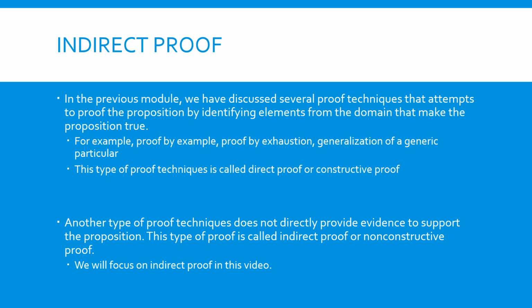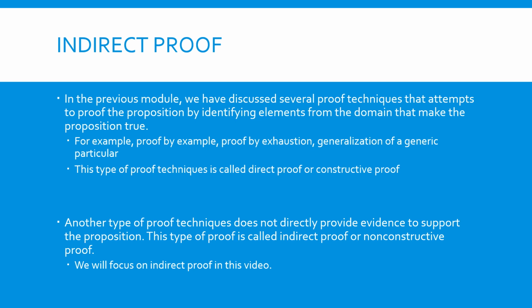In the previous video, we have discussed several proof techniques. These techniques attempt to provide direct evidence to show that the proposition is true. For example, in proof by example, proof by exhaustion, and generalization of a generic particular, we all try to identify elements from the domain that can make the proposition true. This type of proof technique is called direct proof or constructive proof.